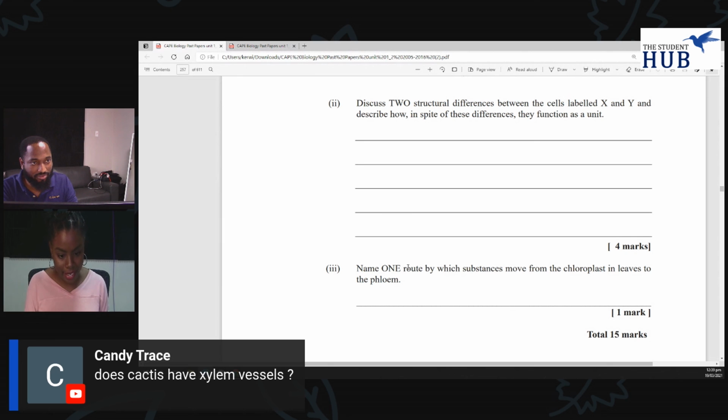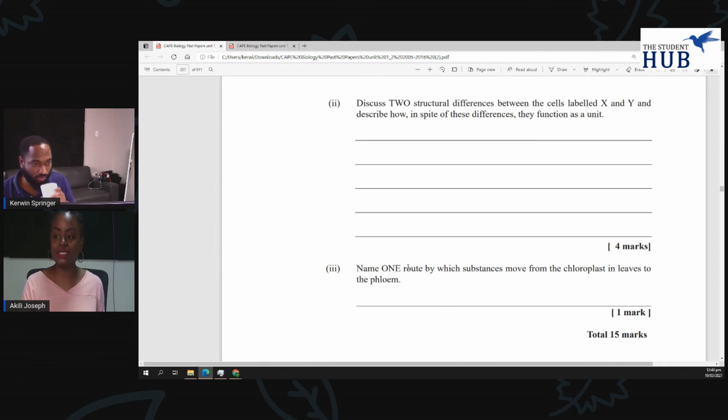Do cacti have xylem vessels? I believe they do. They do, but they're more efficient at water storage. So that's why they can survive in very arid or dry environments. Their water conserving mechanisms are on a professional level, on an elite level. Right, Candy? So yes, just naming one route, you want to go with either the apoplastic or symplastic pathway.